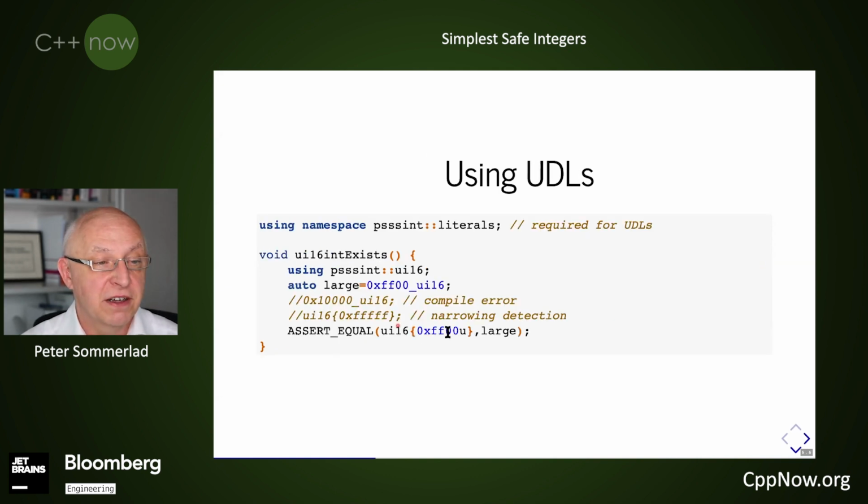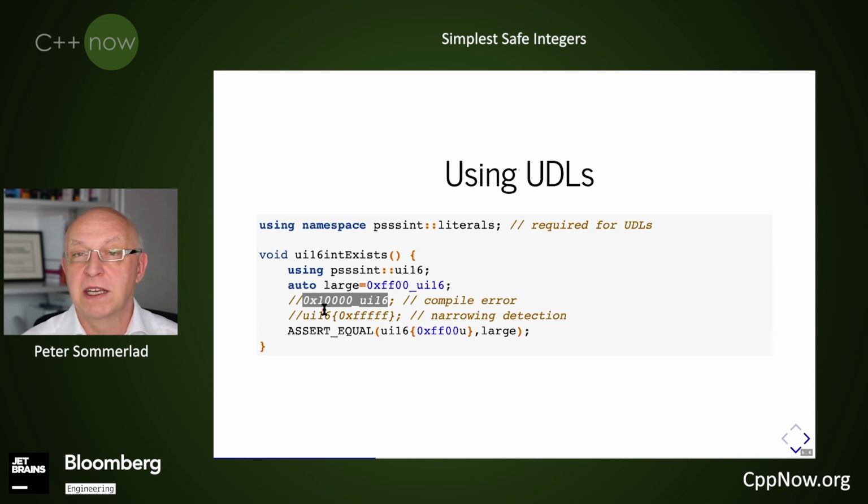How can we use that? Okay, we use our literals namespace, and then we can use our UDL suffix and create a corresponding variable. And we can even use the direct cast here, and this is not a narrowing conversion because we have a literal, and then the compiler can check if the literal fits the corresponding type, and it will actually compare equal.